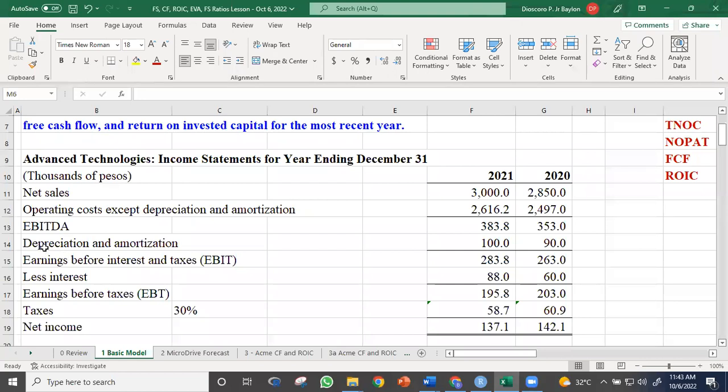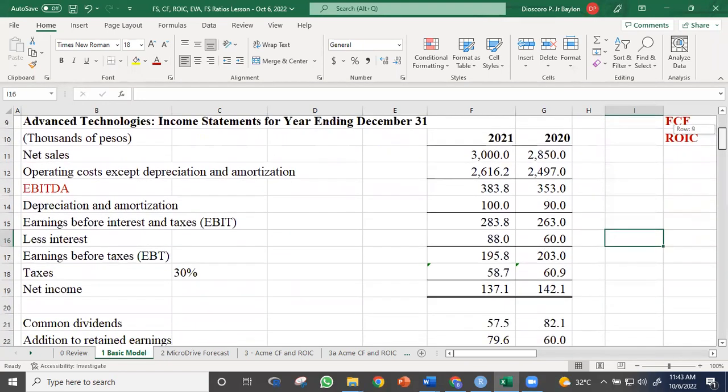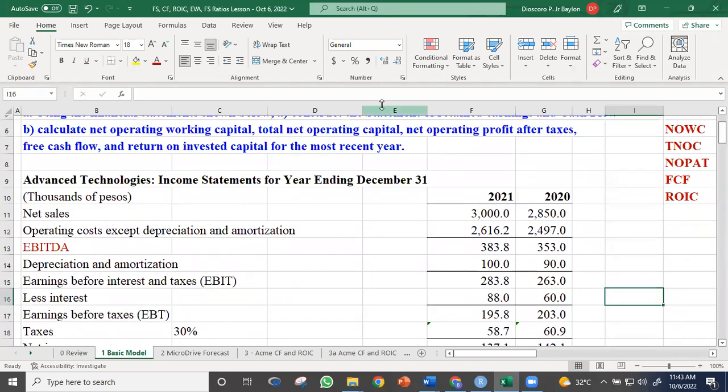For example, have you met the term EBITDA? Have you met this term in your accounting? Hello, class? Have you met the term EBITDA? Kindly direct your answer to everyone so that everyone can see. Okay, no. All right, so we're going to learn another way to present the income statement.